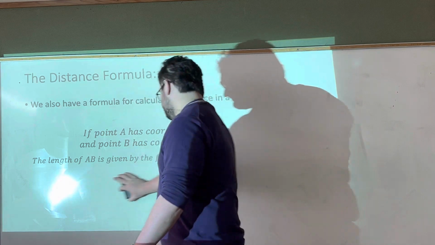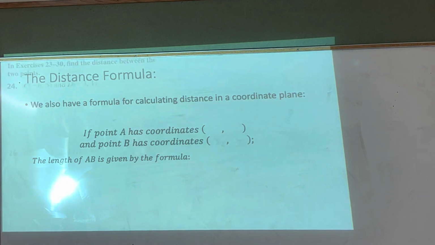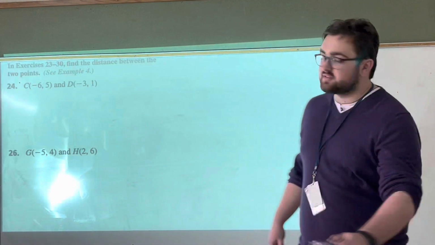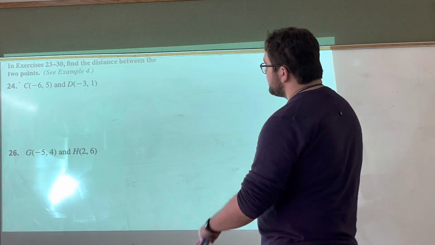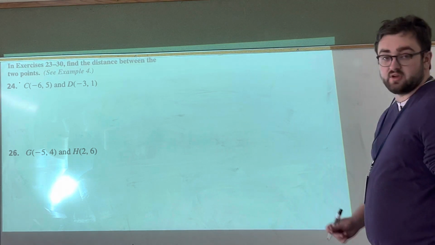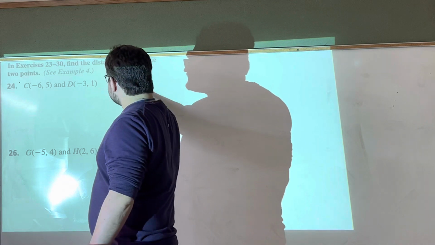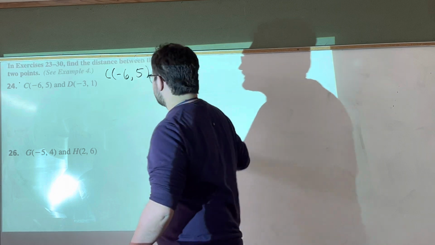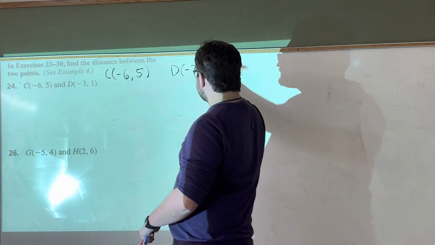Okay. So the good news about the distance formula is that we really only work it one way. We really only work it forward. It's long enough and cumbersome enough that going back the other way is a pain. So let's look at a couple examples. I've got two for you here. For our first one, we're given the point C at -6, 5, and we're given D at -3, 1.